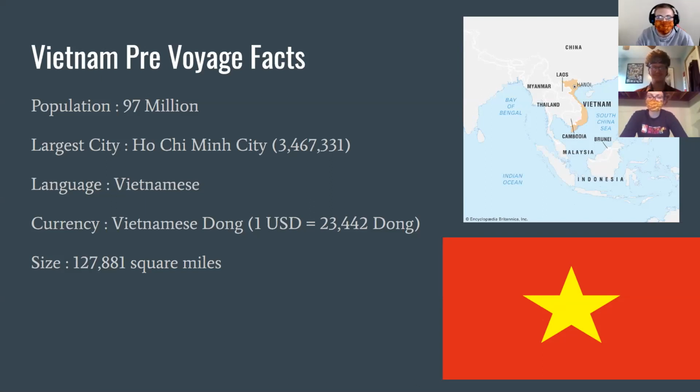One U.S. dollar is about 23,442 dong. So U.S. money goes a long way if you are visiting Vietnam. And the size of Vietnam is 127,888 square miles. That's just a few facts to start thinking about Vietnam. And on the bottom right of the screen is their national flag.